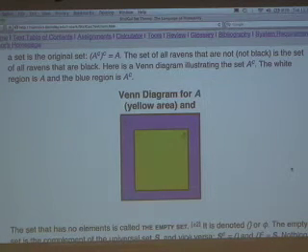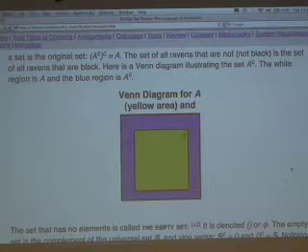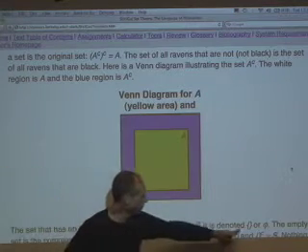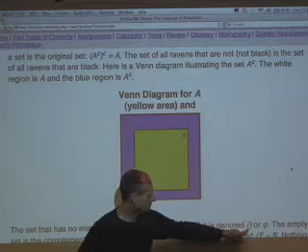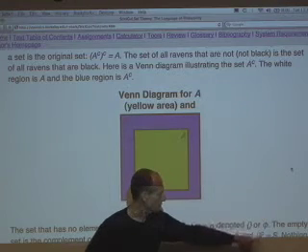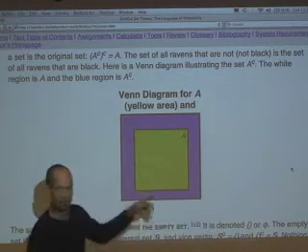There is a special symbol for the set that doesn't have any elements at all. It's the empty set. Either write it with just two curly braces and nothing in between them, or this thing that's like a phi.